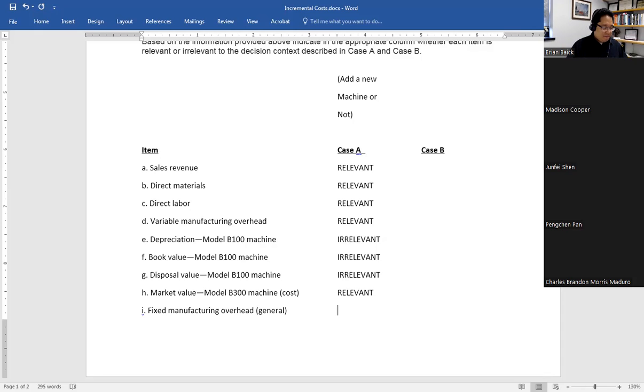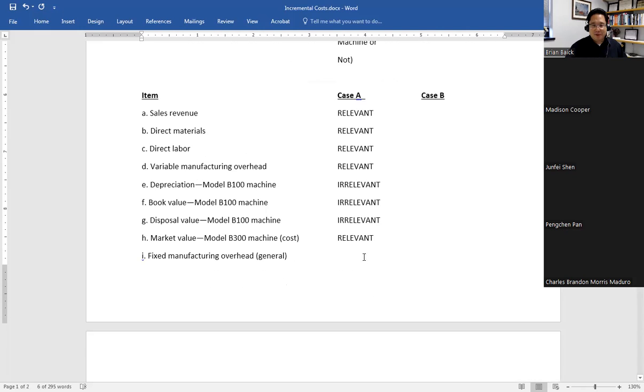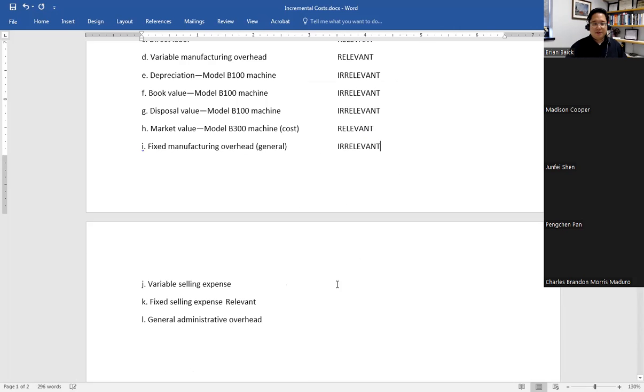All right. What about the fixed manufacturing overhead? It says that in this problem, things will change, but not the fixed manufacturing overhead. It's going to be the same. Okay, so somebody put in the chat, it's irrelevant.